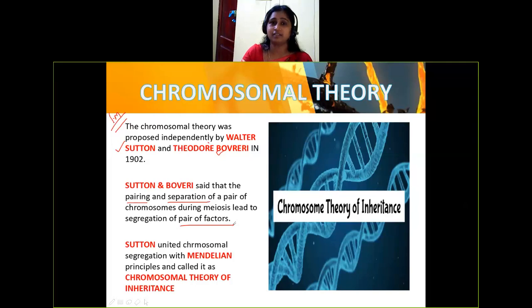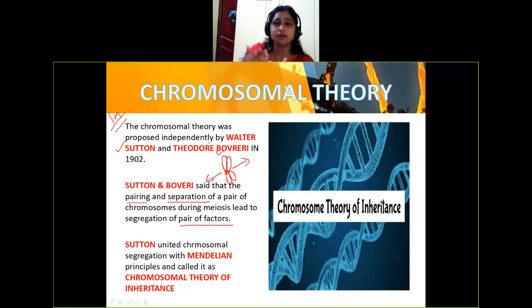What we read in 11th standard, the two types of cell division, mitosis and meiosis, right? How the homologous chromosomes are pulled apart. Now we'll read and see. It said the pairing and separation of a pair of chromosomes. I'll draw here the pair of chromosomes. This is the chromosome. This is pairing, how the homologous chromosomes are paired. And segregation, how they are pulled apart.